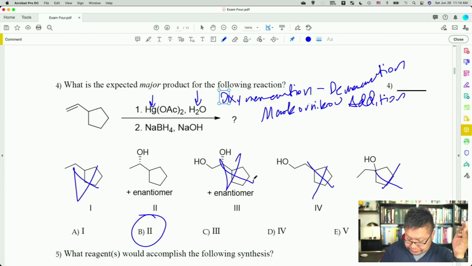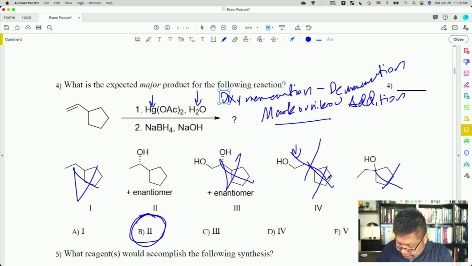And since we know that the oxymercuration doesn't do any kind of rearrangement, we're going to get this one. Right? We're going to get that one. The Markov addition. Okay? Yeah, this one was the anti-Markov, so that's why you can't do that one.